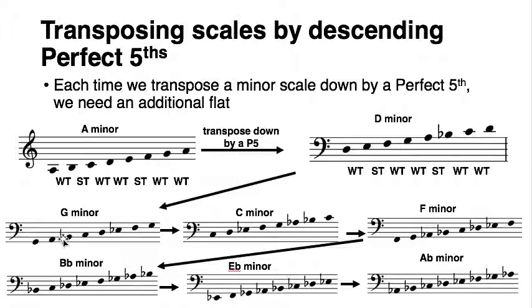G minor, we're going to have the previous accidental that popped up, the B flat, plus a new one, in this case, E flat. In C minor, we're going to need the previous accidentals, B flat, E flat, plus a new one, once again, between scale degrees 5 and 6. That is the A flat. Right? We keep doing that, transposing, and seeing that each time we transpose down by a perfect fifth, we need an additional flat until we get to the end of the line, A flat minor, where each of the 7 scale degrees receives a flat. Or in other words, all notes have flats.